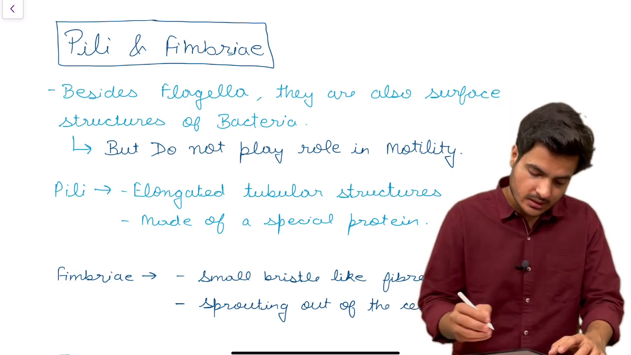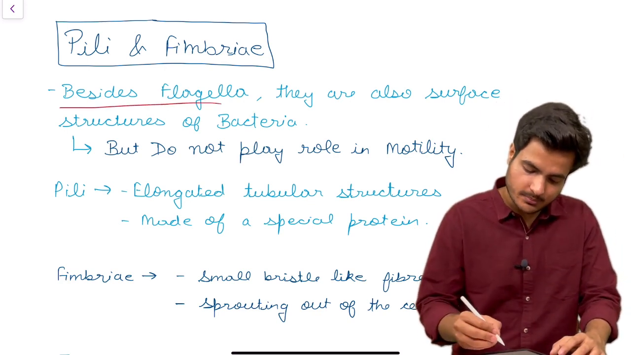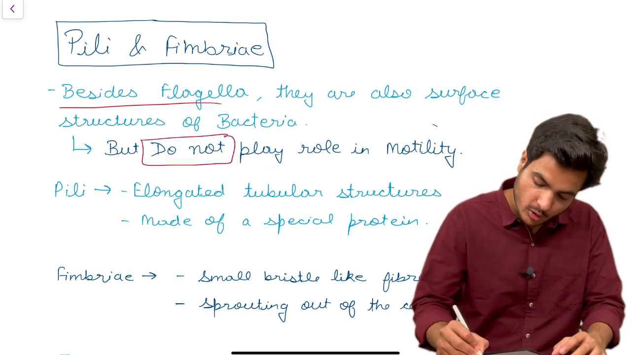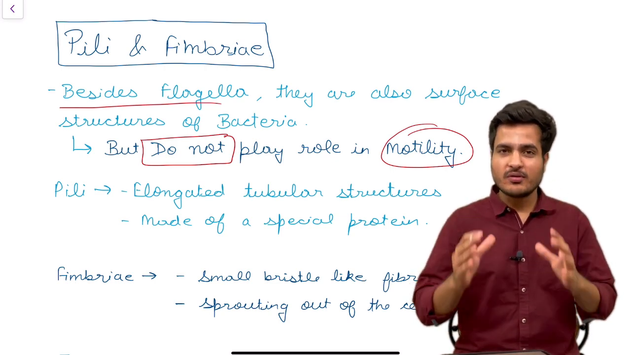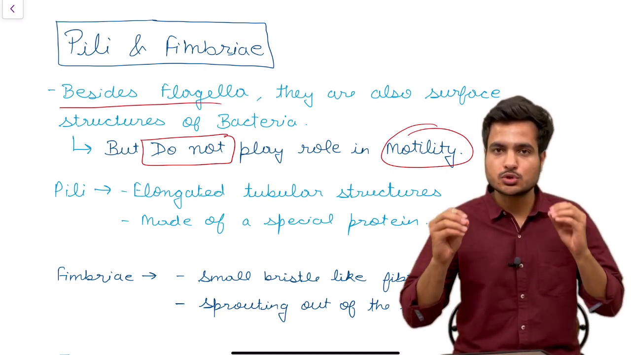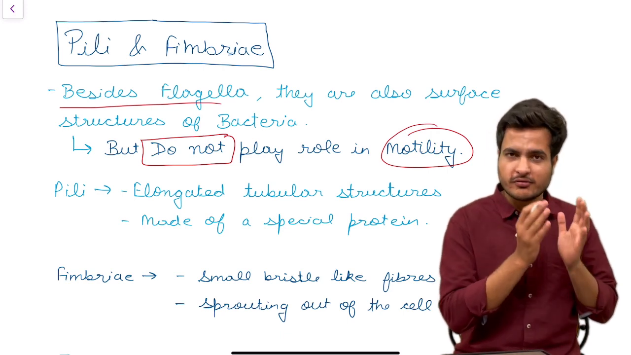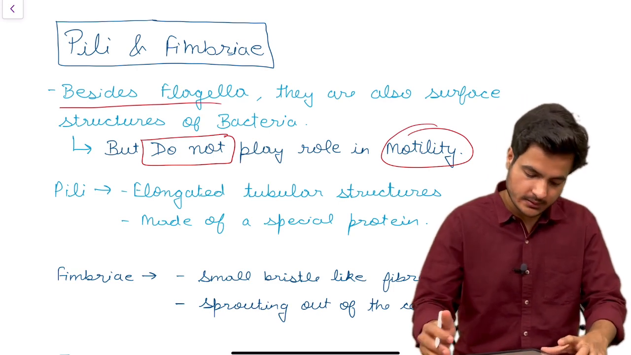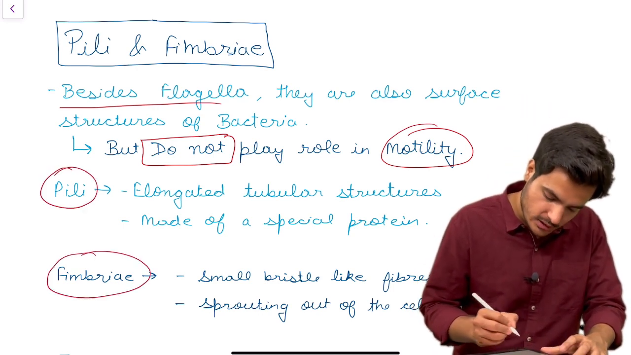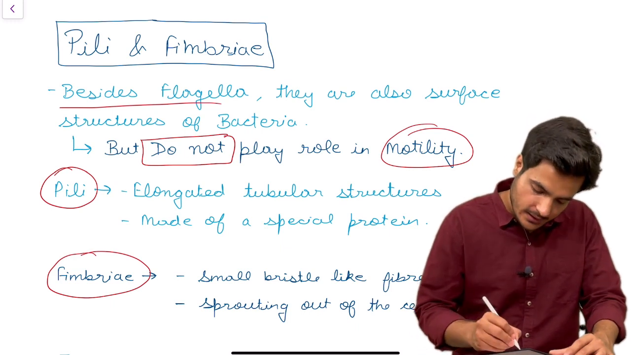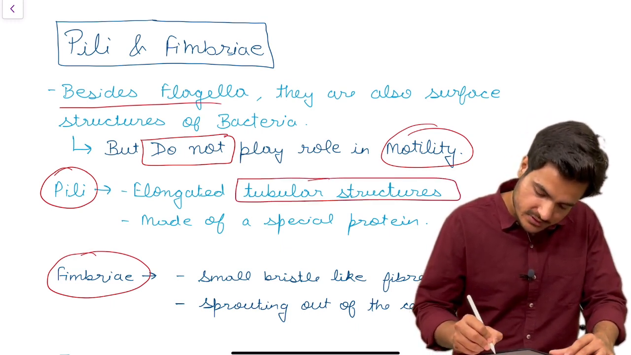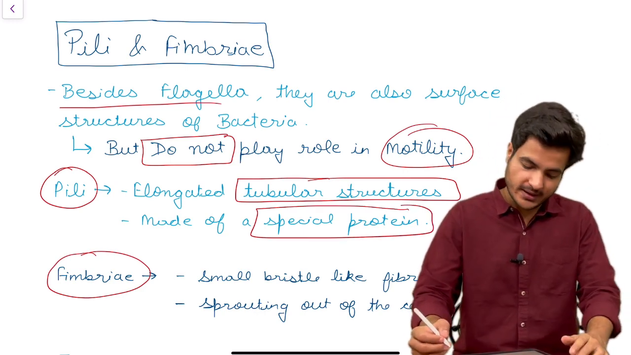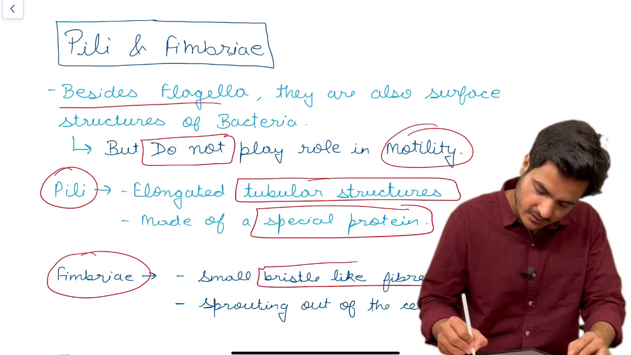What are their functions? In addition to flagella, some bacteria have pili and fimbriae which do not play any role in motility. Motility means movement. If a bacteria is showing movement, that is solely because of presence of flagella. Pili or fimbriae do not help in movement of a bacteria. So what do pili and fimbriae actually look like and do? Pili are elongated tubular structures which are made up of special proteins, whereas fimbriae are small bristle-like fibers.